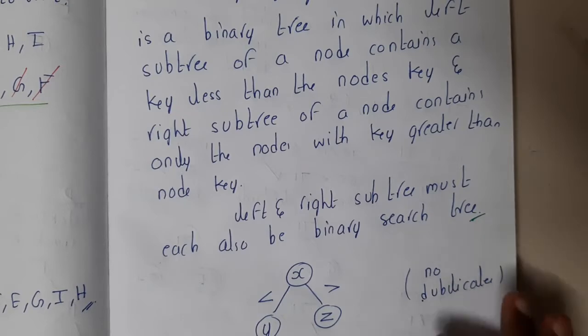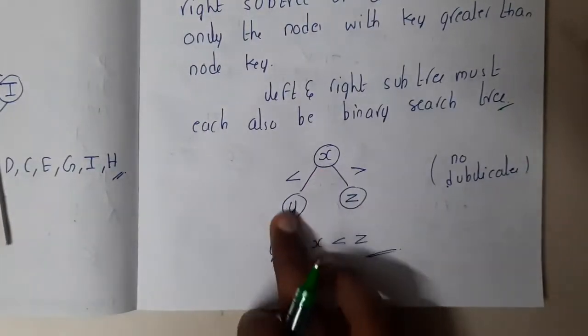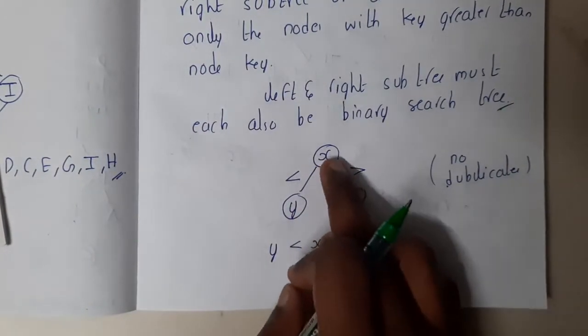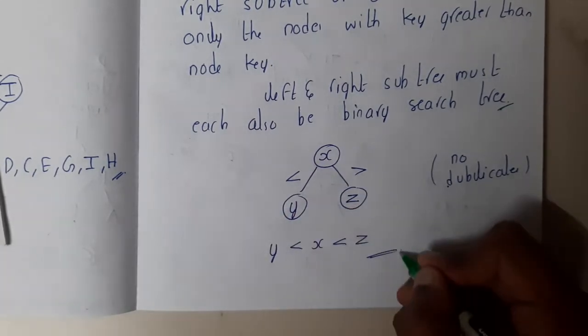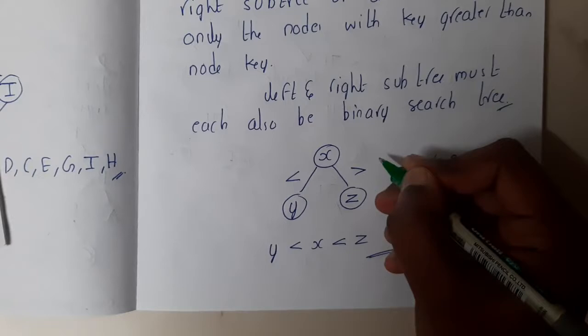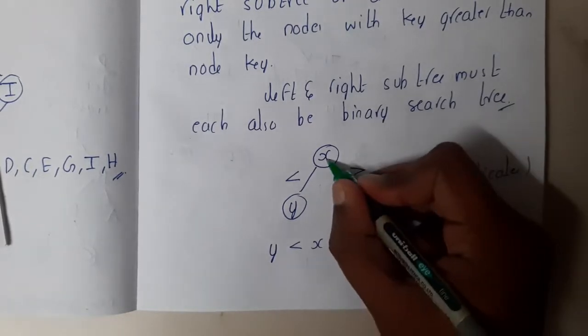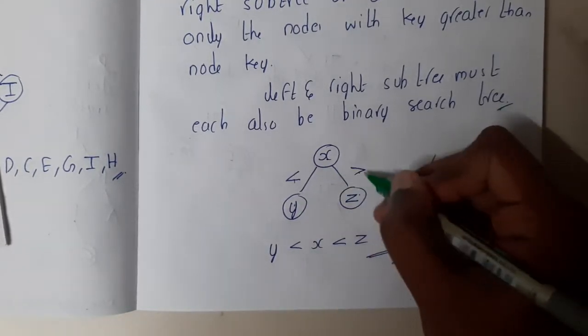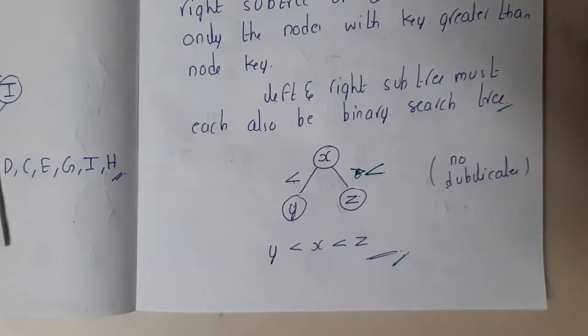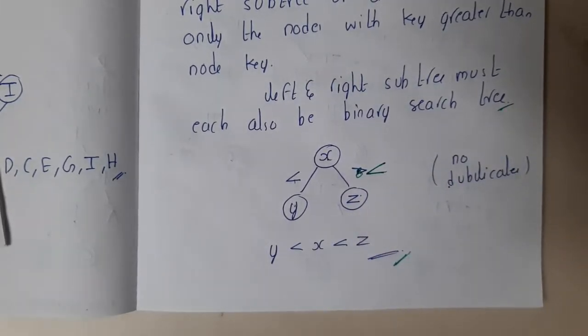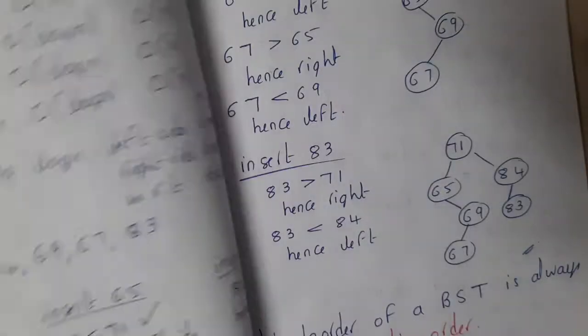In simple words, take x, y and z. So x is greater than y and x is less than z. Got it? Okay, just give me a second. So x is greater than y and x is greater than z. So it's wrong. x is less than z. So in that way it should be. Okay, let us continue.